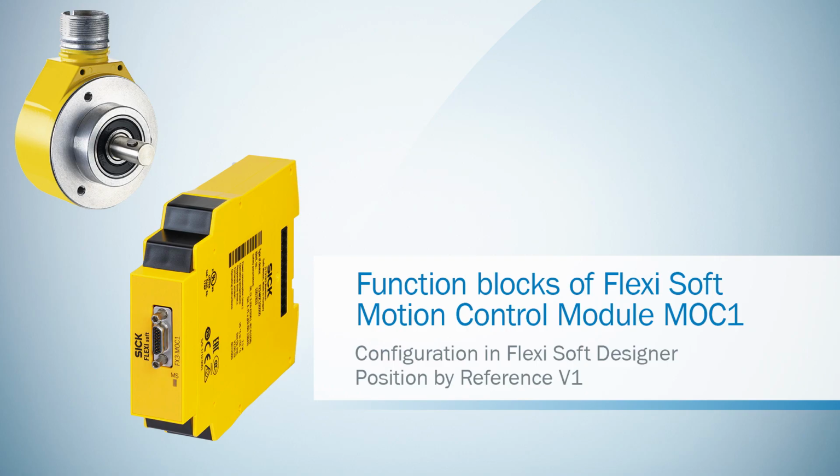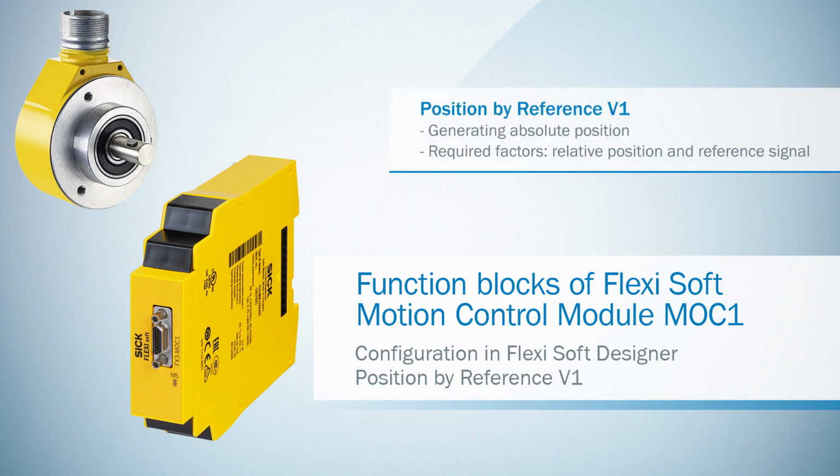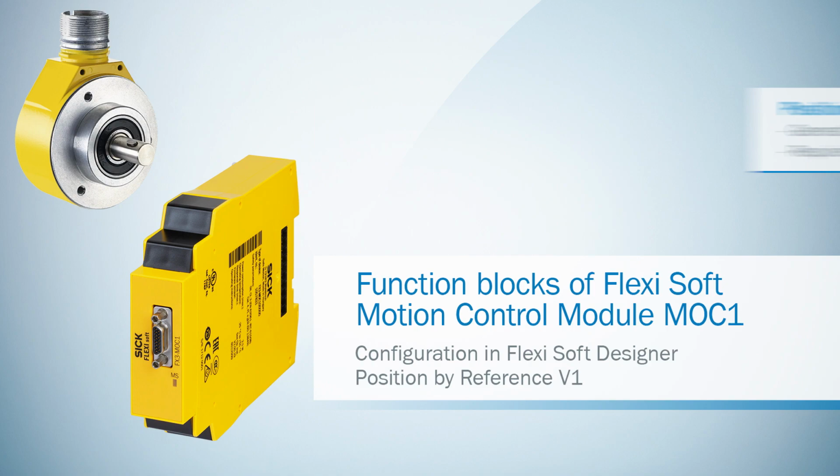Welcome to the first tutorial about the function blocks of the FlexiSoft motion control module Mach1 in the FlexiSoft Designer. This video deals with the function block position by reference. This function block is used for generating an absolute position. Therefore, two different factors are required: a relative position, which comes for example from a sine cos incremental encoder, and a reference signal which is triggered for example by using a reference switch.